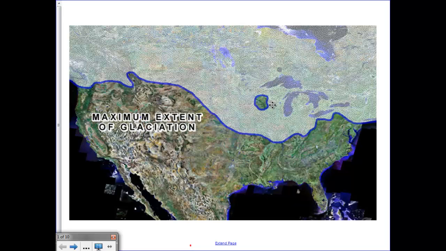This shows the approximate extent of the last glacial advance and how far it went across North America. The Great Lakes are present for reference, which gives us an idea of where Verona is located. So Great Lakes are here, Verona is located somewhere right about there. Notice that the glaciers covered most of the northern part of the United States. What's of interest to us is what the glaciers left behind.